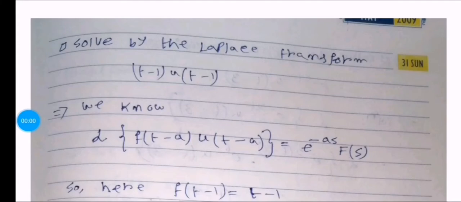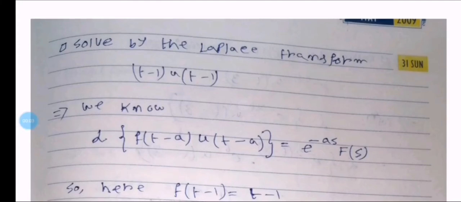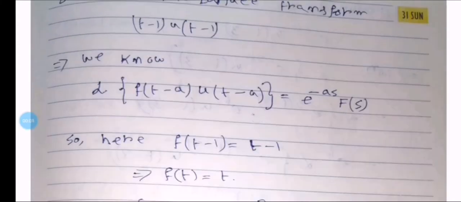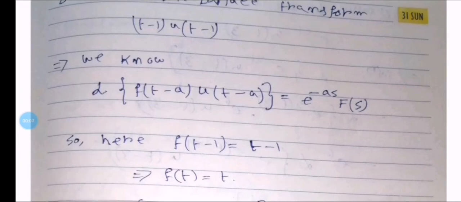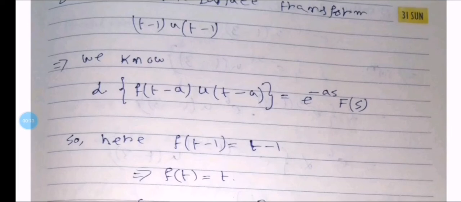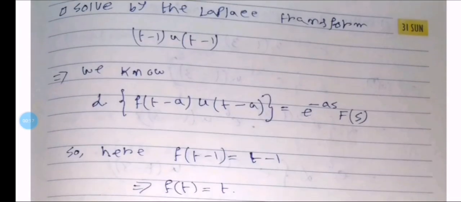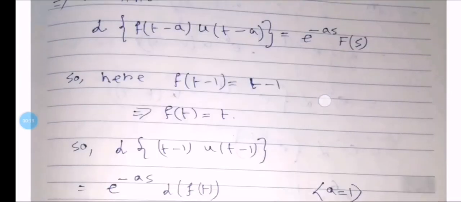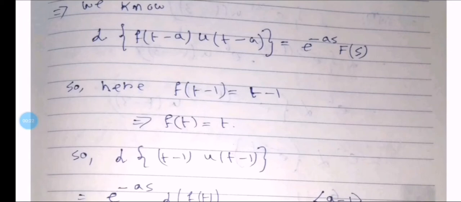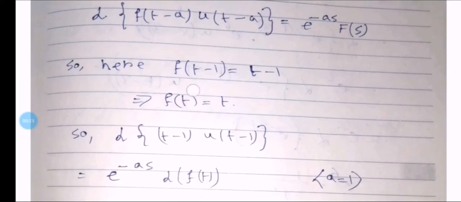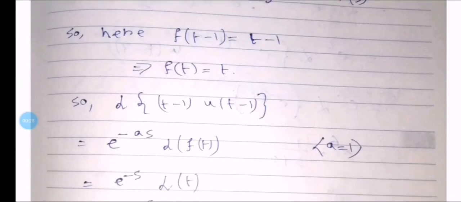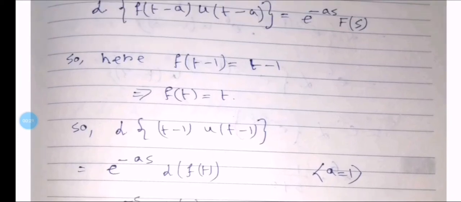Find the Laplace transform of the function t minus 1 times u of t minus 1. We already know by the shifted function theorem that L of f of t minus a u of t minus a equals e to the power minus a s F of s. Consider here f of t minus 1 equals t minus 1, so we can write f of t equals t, because if we put t instead of t minus 1, then f of t is t.